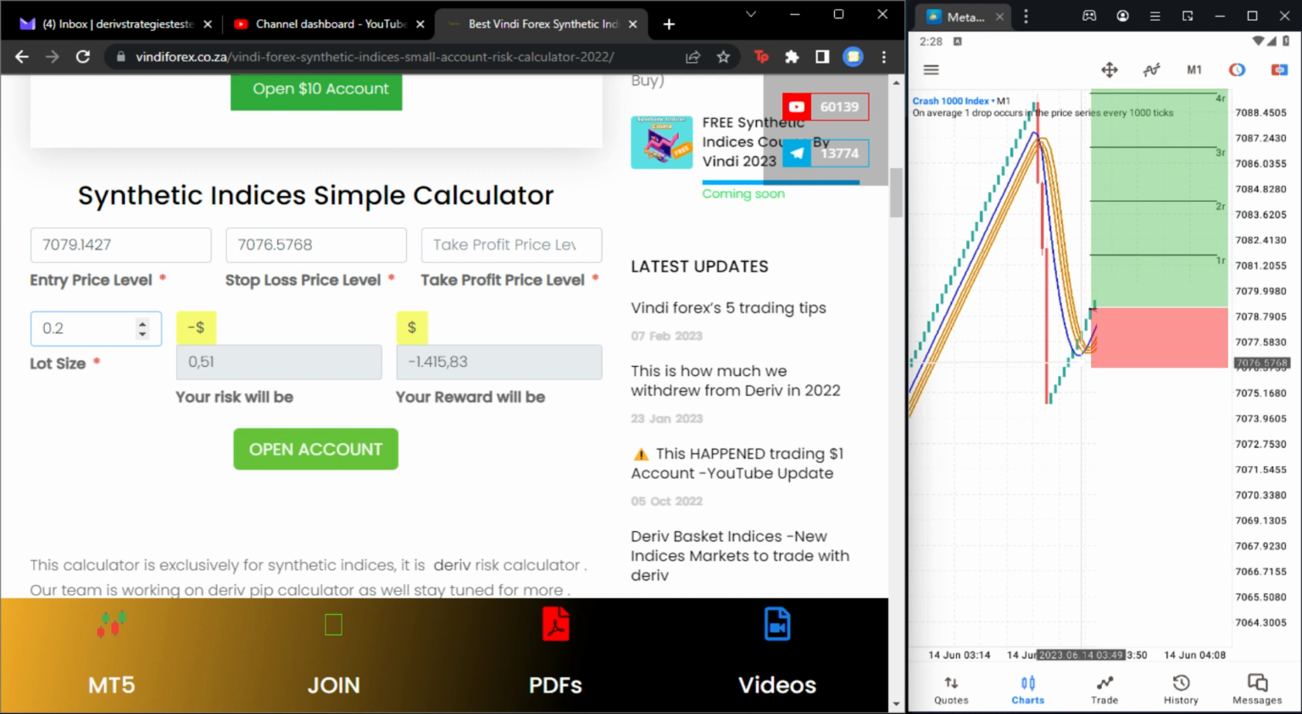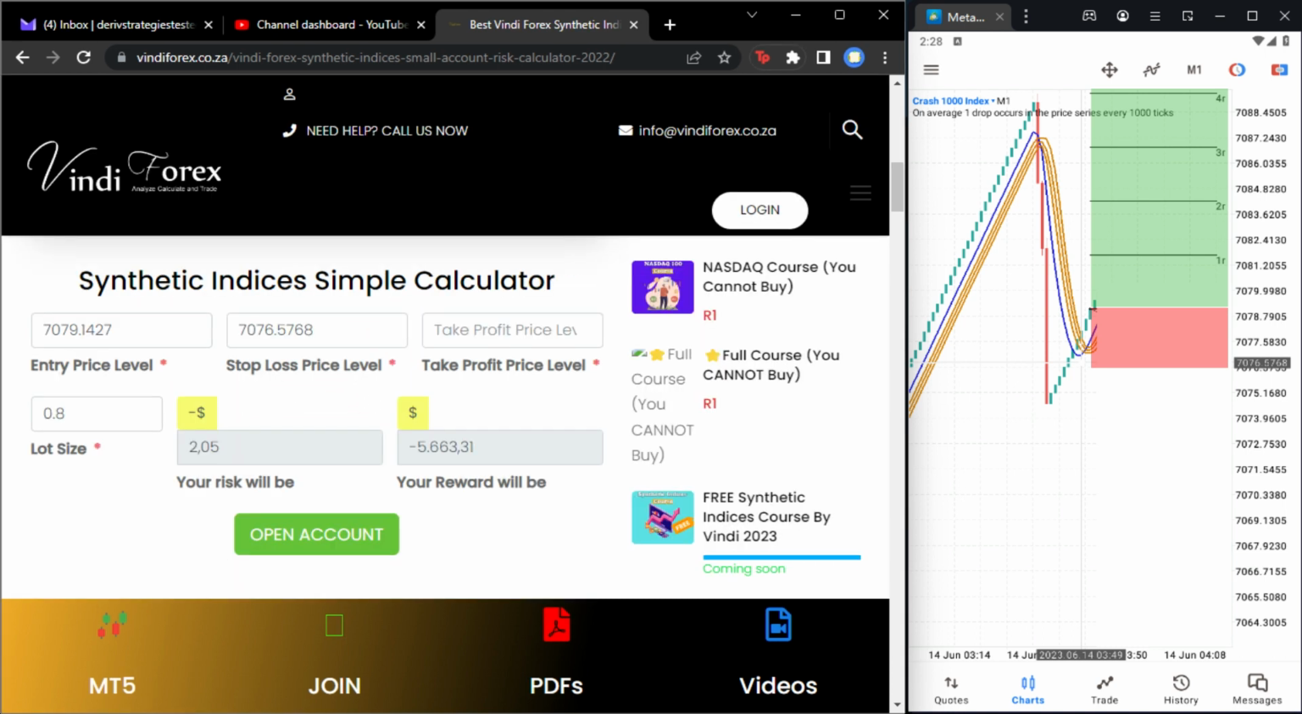With this tool, you simply input the current price at the entry point, the stop loss price, just below the crossover, and the desired lot size. For instance, if you choose the lowest possible position size of 0.2, your risk on this particular trade would be 51 cents. However, let's assume you have a $100 account and want to risk $2. In that case, you would increase the lot size until the amount at risk matches your desired level. In my case, I would need to use a lot size of 0.8.